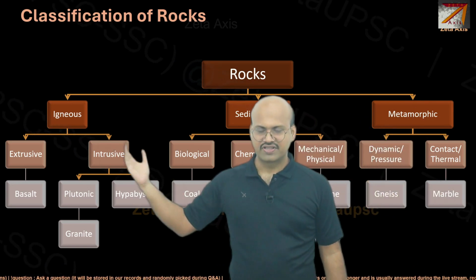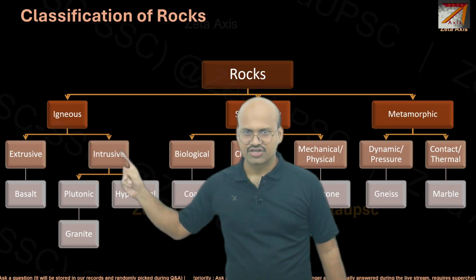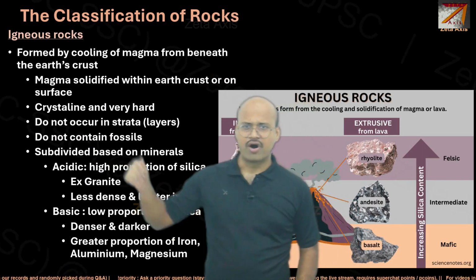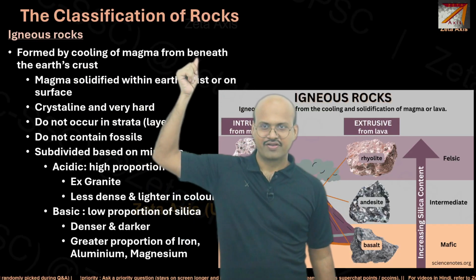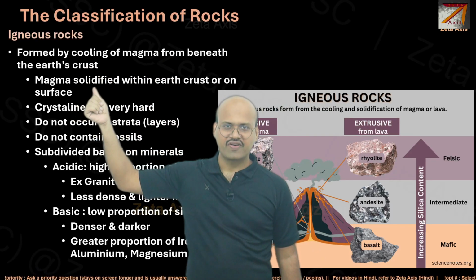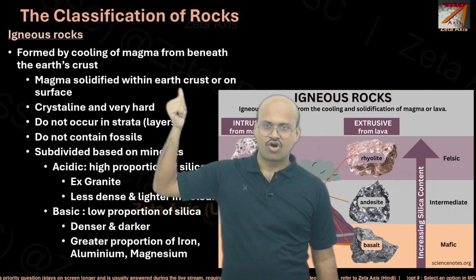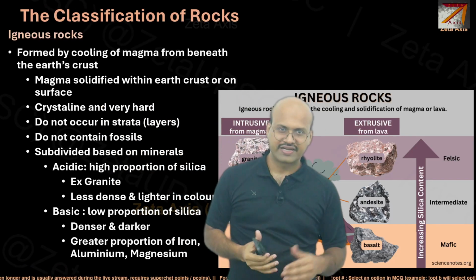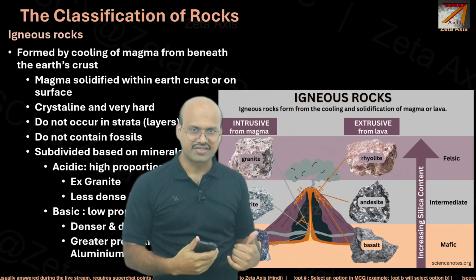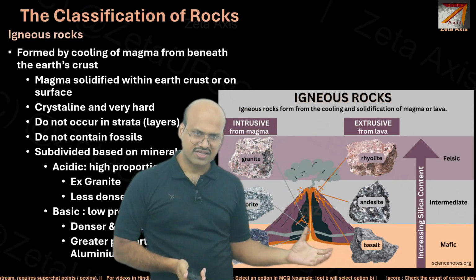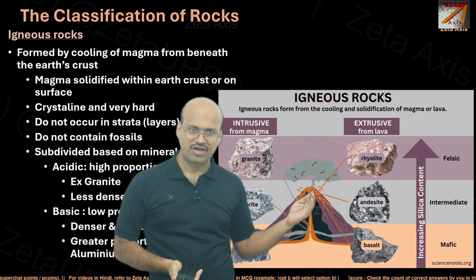So let's start with the igneous rocks. Remember, extrusive and intrusive. Igneous rocks are formed by the cooling of magma from beneath the earth's crust. Magma solidifies within the earth's crust or on the surface. So remember, it could be within the earth's crust, or on the surface. If we consider this as a volcano and the magma comes out, it solidifies.